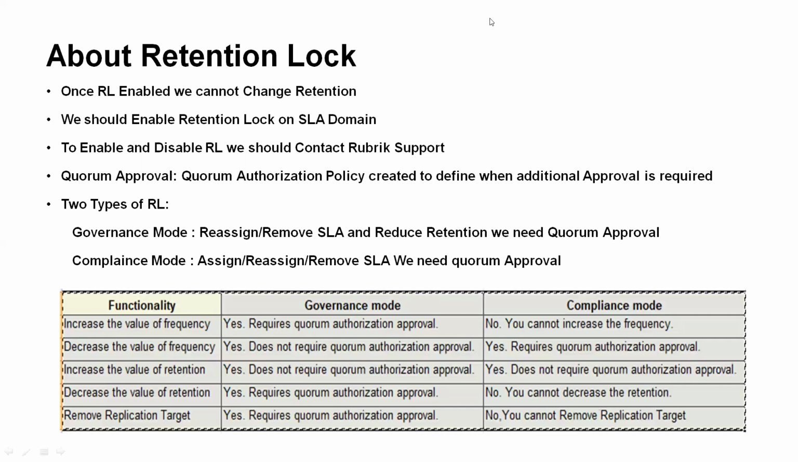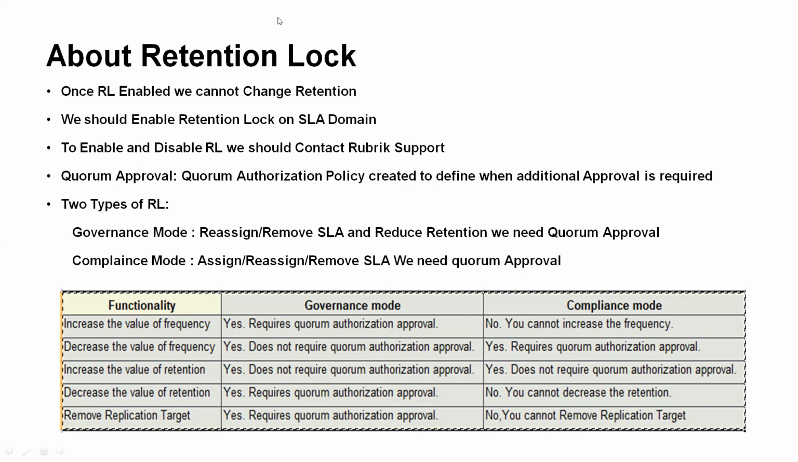About retention lock: once retention lock is enabled, we cannot change the retention period of the snapshot, which keeps the data until it expires as per the retention period. We should enable retention lock on the SLA domain. While creating an SLA domain, we can enable retention lock, or after creating, we can edit the SLA domain and enable the retention lock on it.